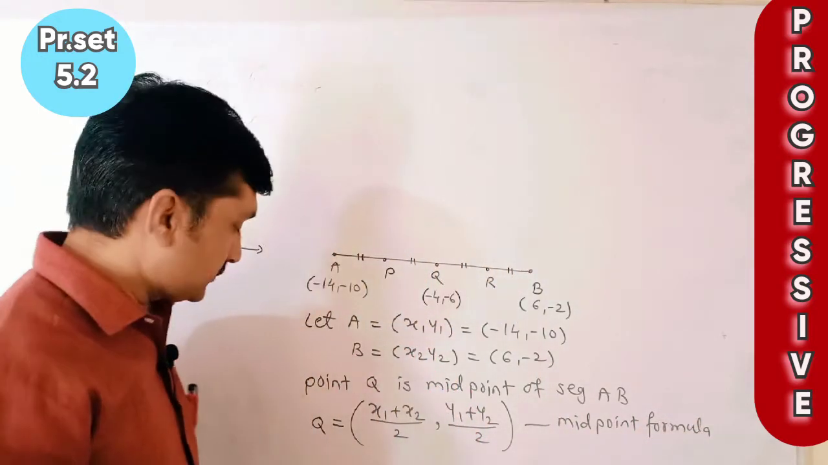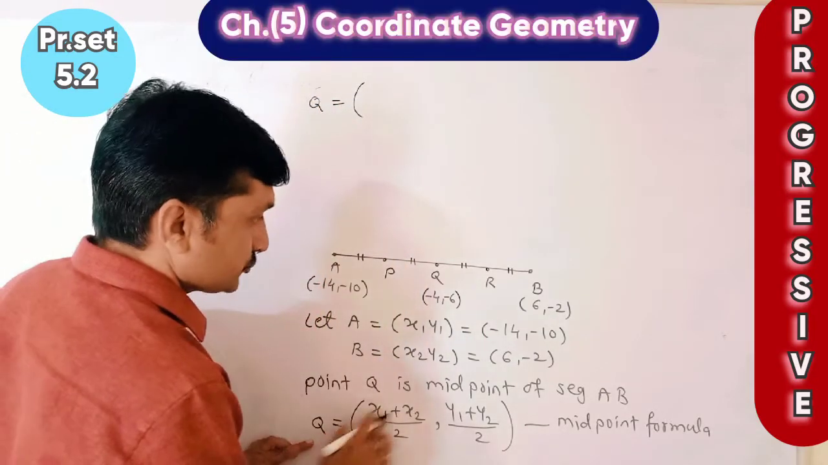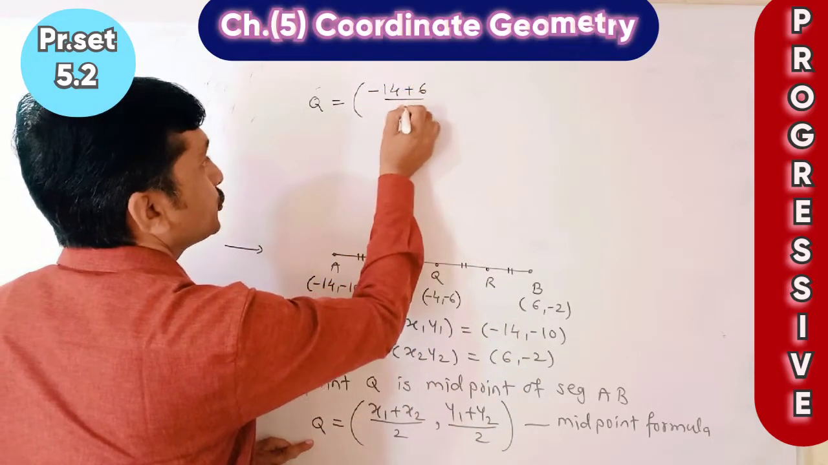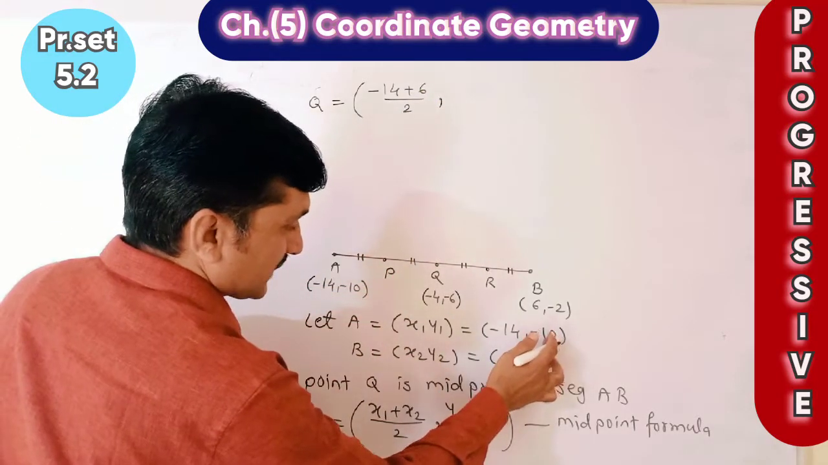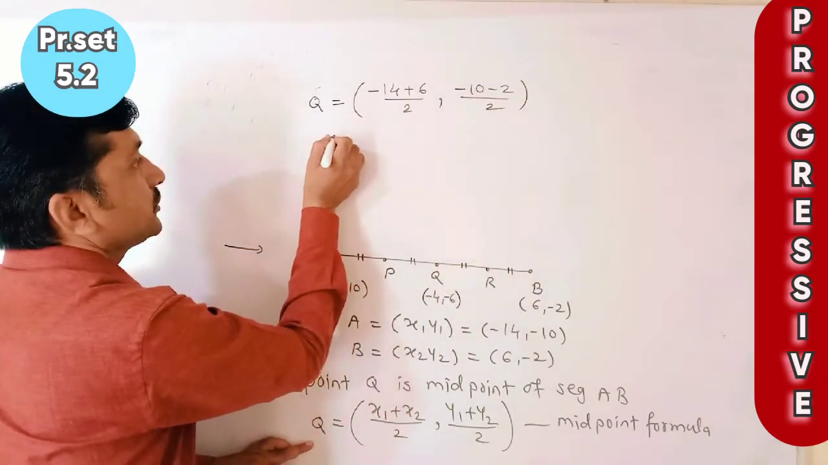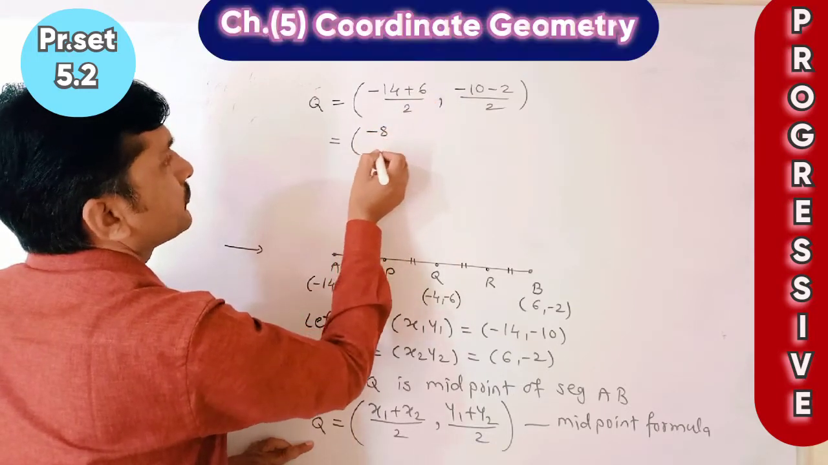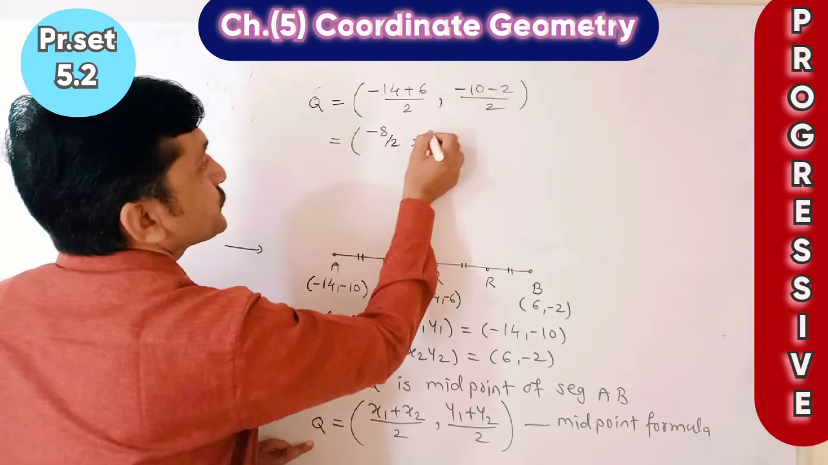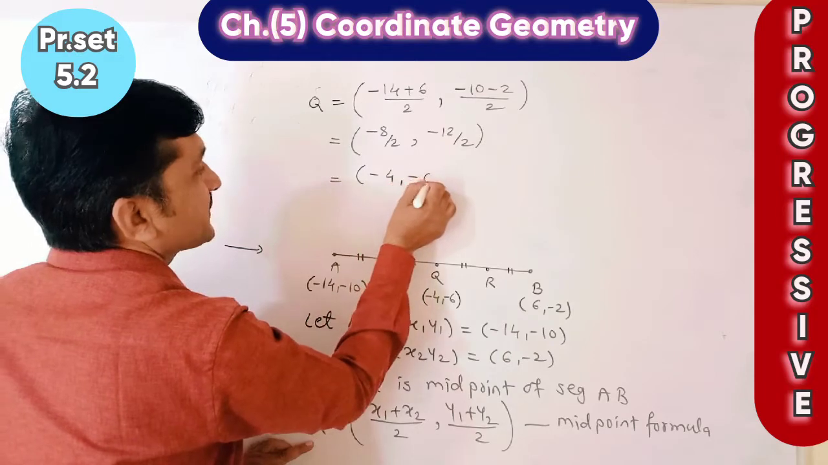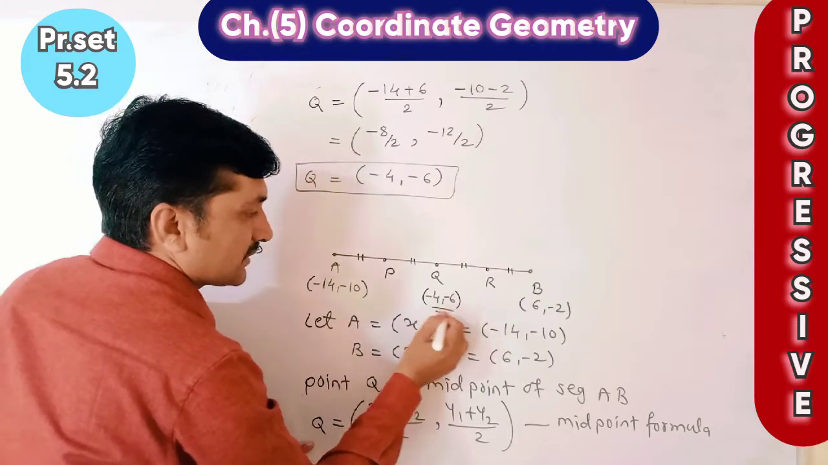Here, by using the midpoint formula, let's find the coordinates of Q. Q is equal to, in bracket, (x1 + x2) upon 2, (y1 + y2) upon 2, which is (-14 + 6) upon 2, (-10 - 2) upon 2, which is -8 upon 2, -12 upon 2, equal to -4, -6. These are the coordinates of point Q: (-4, -6).